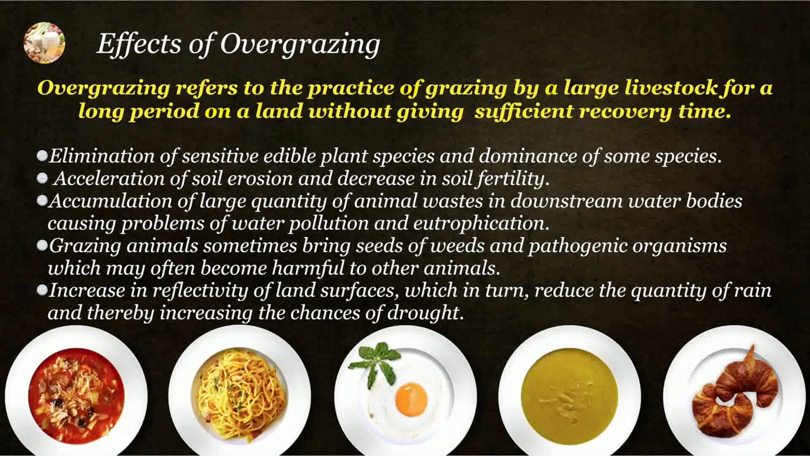Accumulation of large quantities of animal waste in downstream water bodies, causing problems of water pollution and eutrophication. Grazing animals sometimes bring seeds of weeds and pathogenic organisms, which may often become harmful to other animals. Increase in reflectivity of the land surface, which in turn reduces the quantity of rain and thereby increases the chance of drought.